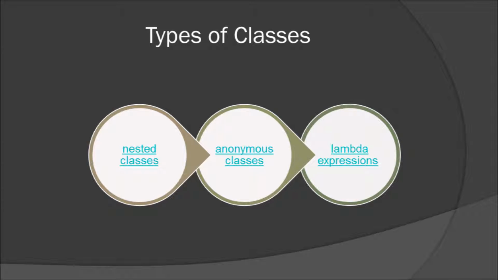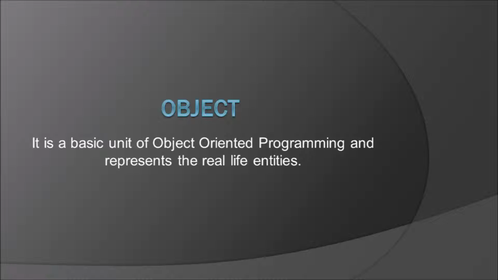There are various types of classes that are used in real-time applications, such as nested classes, anonymous classes, and lambda expressions. Object. It is a basic unit of object-oriented programming and represents real-life entities. A typical Java program creates many objects, which, as you know, interact by invoking methods.